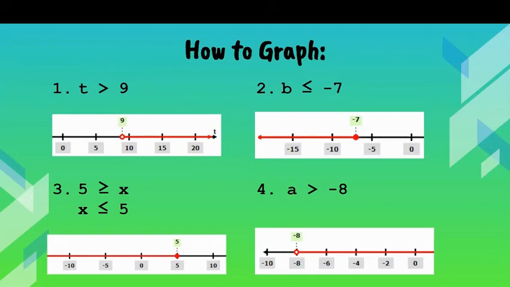So if there's a line, color it in. So for this one, we are going to shade all of the numbers to the left of negative 7 because that is the same direction that our inequality symbol is pointing.